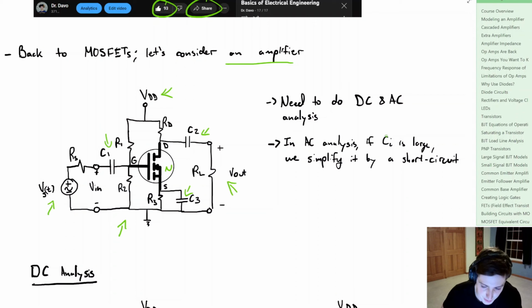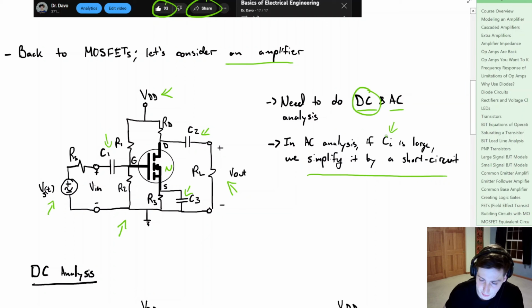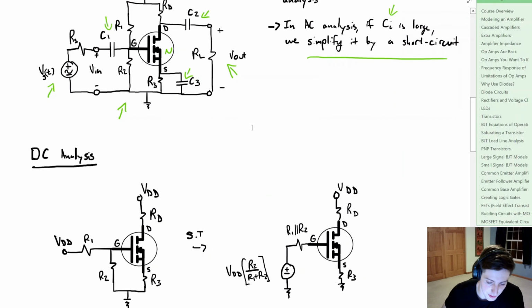Now we know from our BJT analysis, we need to do DC and AC analysis, and we're going to go with the assumption that our capacitors are quite large, such that in the AC analysis, we can simplify that by a short circuit. And we start with the DC analysis because typically it allows us to find things that we need for the AC analysis. So let's start with our DC analysis.